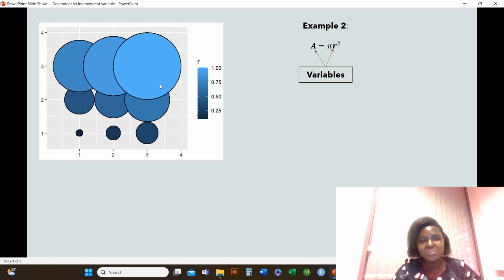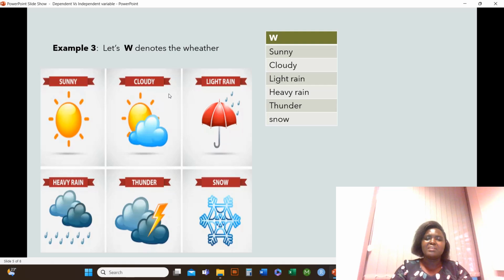So the size of a circle depends on the radius, and in this formula, both A and R are considered variables because they can take different values. Let's see one more example.